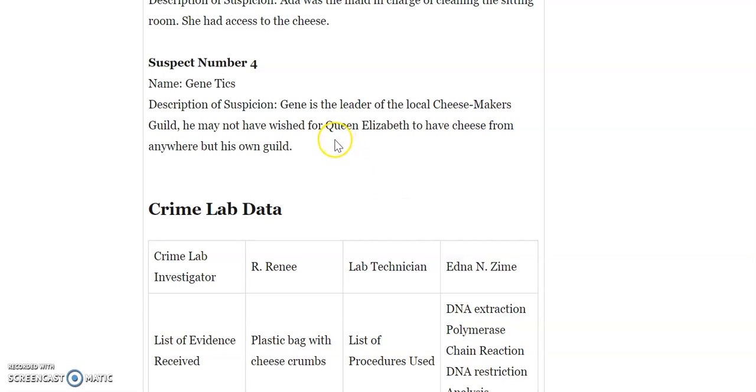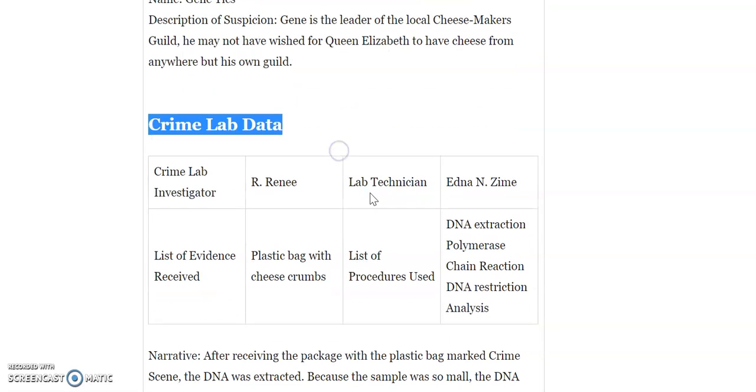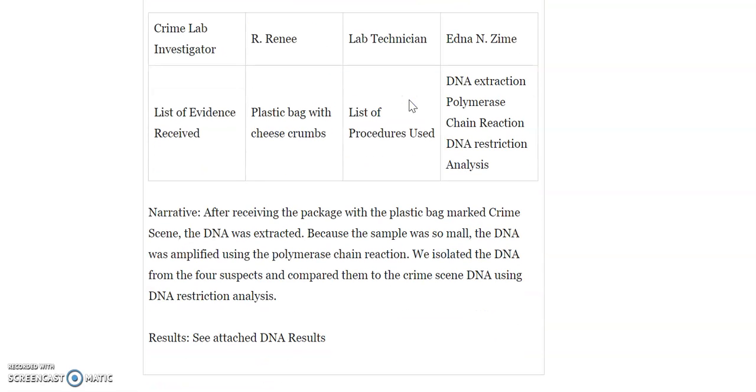Jen is the leader of the local cheesemakers guild. He may not have wished for the Queen Elizabeth to have cheese from anywhere but his own guild. So, our crime lab data.